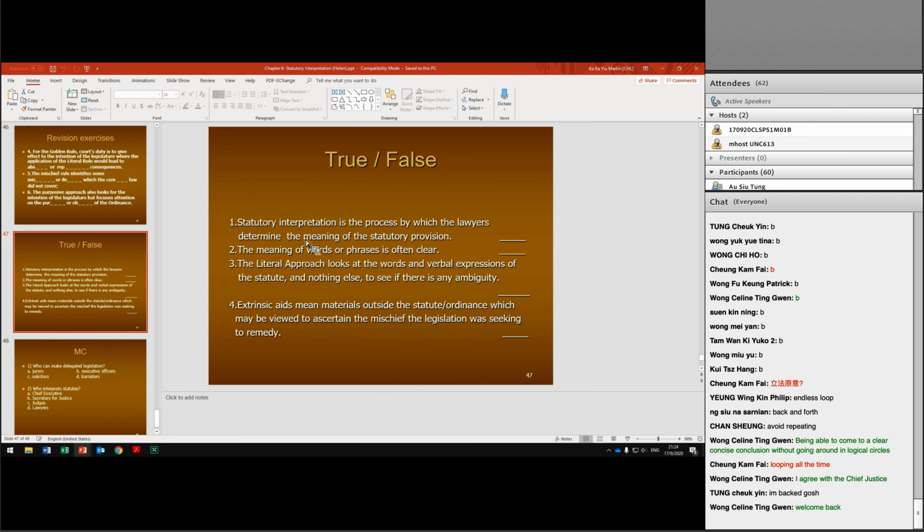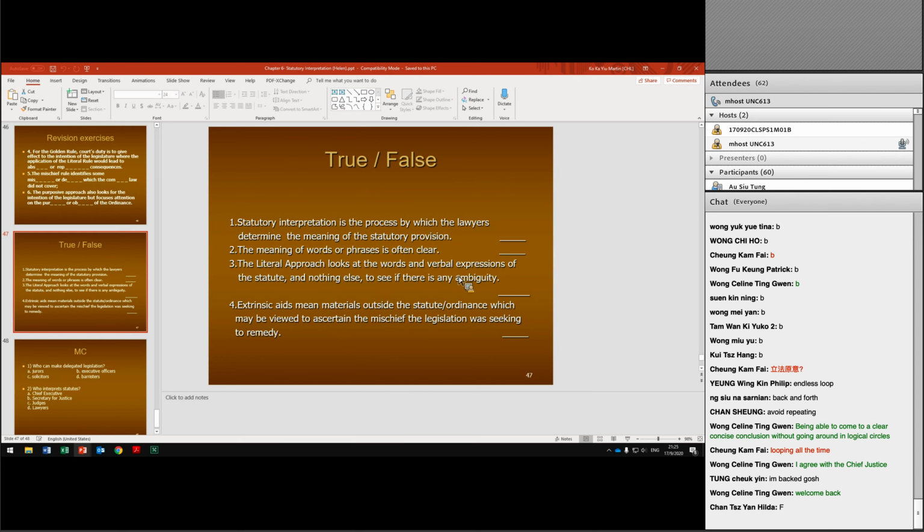True and false. Number 1, statutory interpretation is a process by which the lawyer determines the meaning of the statutory provision. Of course the answer should be false, because the job will be done by the judge instead of the lawyer. Number 2, the meaning of words or phrases is often clear. Again, it's also false, because from time to time the meaning may not be so clear. Number 3, the literal approach looks at the words or verbal expression of the statute and nothing else to see if there's any ambiguity. The answer should be yes.